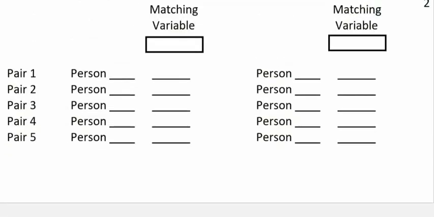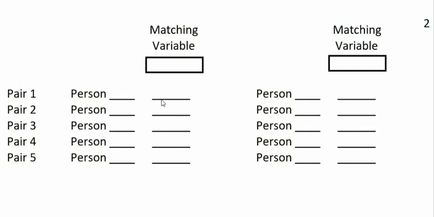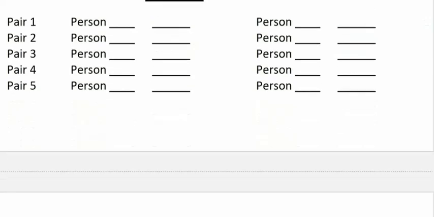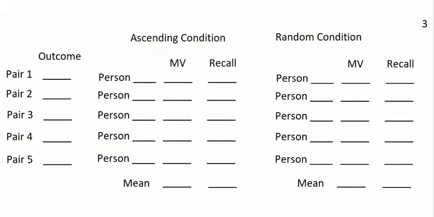So what you need to do is in each pair, randomly assign one person to ascending and one person to random. And to do that, you need to do a series of coin tosses. You need to do 5 coin tosses, one for each pair. And you need to record the outcomes of your coin tosses on this sheet right here.